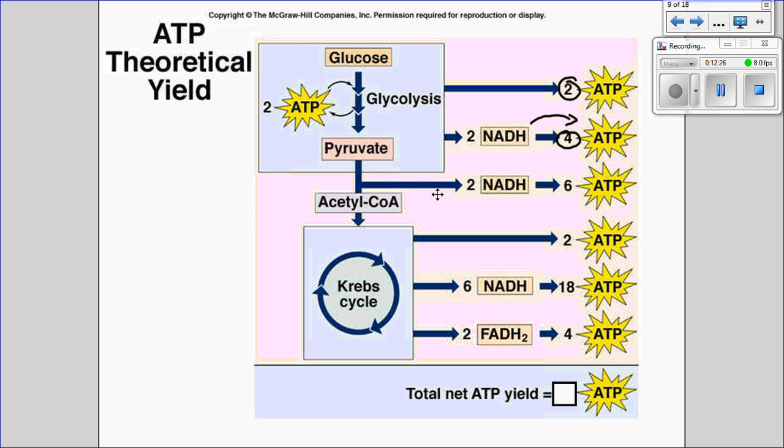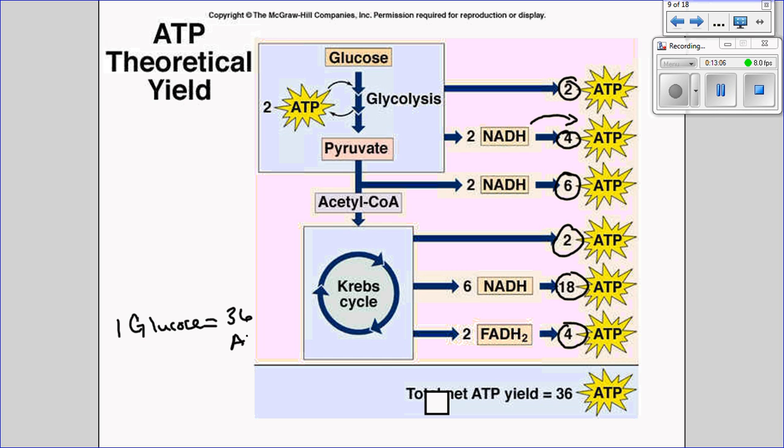And then at the beginning of the Krebs cycle, you have 2 NADH created, which produces 6 ATP. And then 6 NADH creates 18 ATP. Your Krebs cycle creates 2 itself. And then your FADH2 is responsible for creating 4. So essentially you have the theoretical yield of approximately 36 ATP for 1 glucose molecule. So 1 glucose equals 36 ATP.